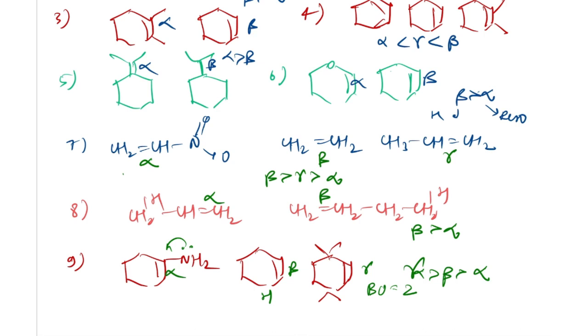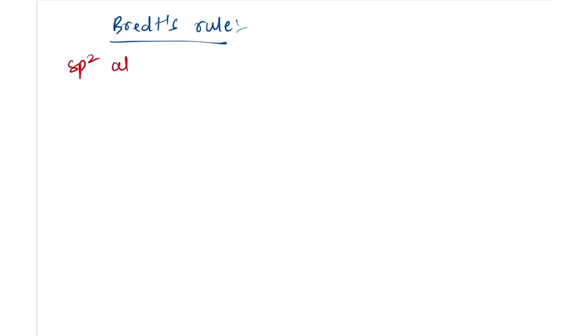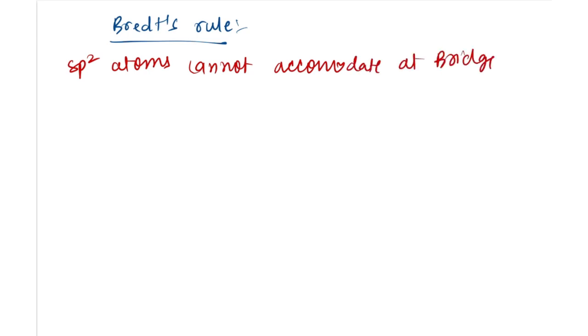Now we talk about Bredt's rule. Let's talk about Bredt's rule. What does Bredt's rule say? Then sp2 atoms cannot be accommodated at the bridgehead position. sp2 atoms cannot be accommodated at the bridgehead position.